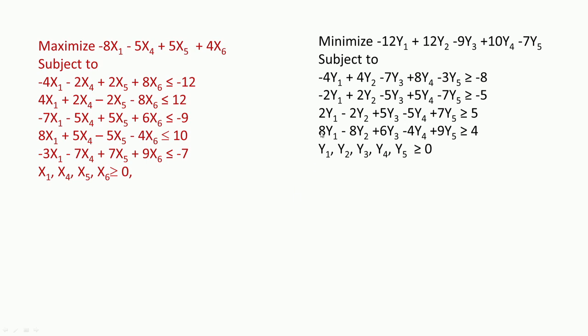The dual is now a minimization problem with 5 variables y1, y2, y3, y4 and y5, with these right hand side values becoming the values of the objective function. Now these objective function values became the right hand side values.